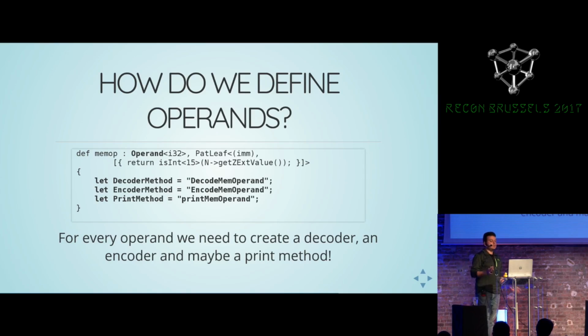What these methods do is, the decoder takes the hardware encoded bits and converts them to an internal LLVM representation. The print method takes this internal LLVM representation and converts it to a string. The encoder is the inverse of the decoder.